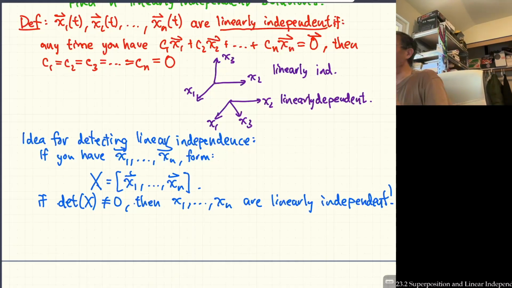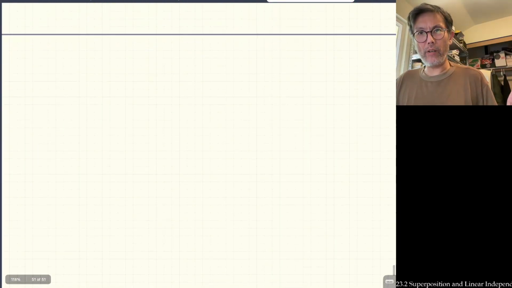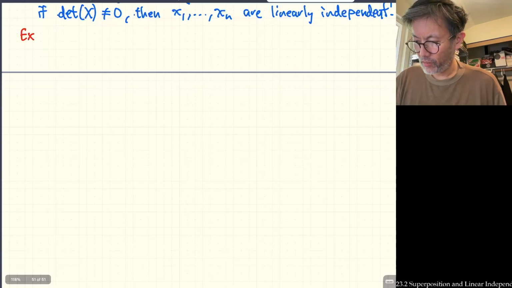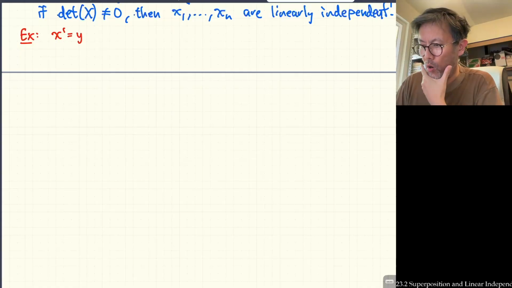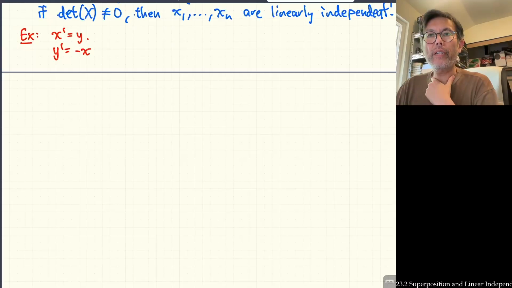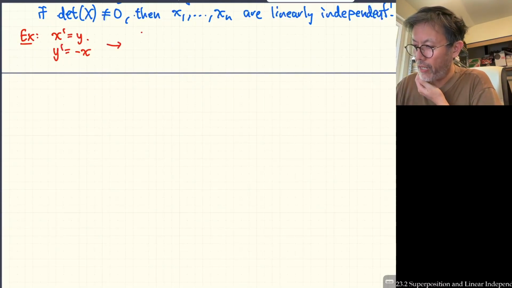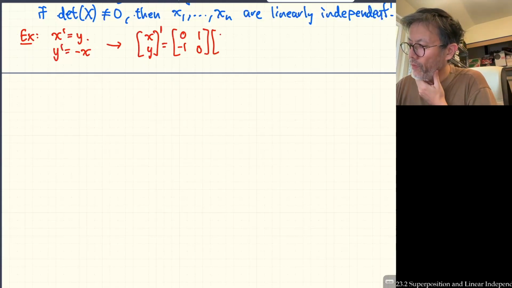Okay, so let's do an example, and this should make things clearer. I already talked about this system here. Let's do this example: x prime is equal to y, and y prime is equal to negative x. So in matrix representation, this looks like the derivative of (x, y) is equal to the matrix [0, 1; -1, 0] times (x, y).